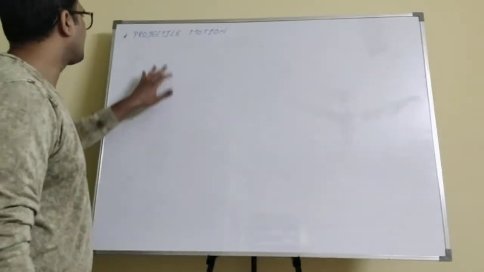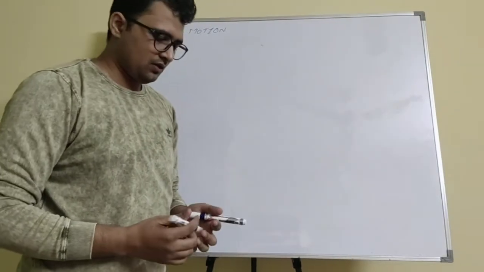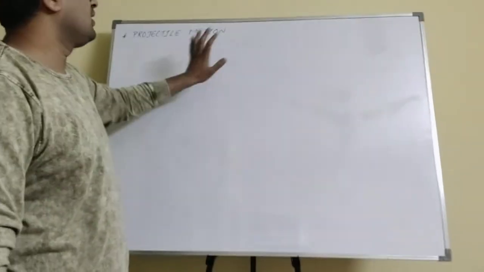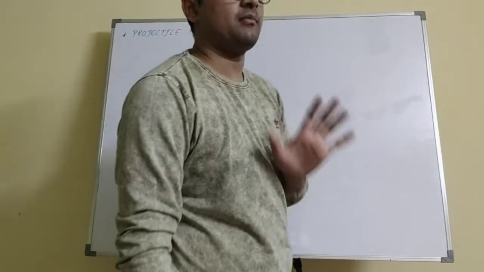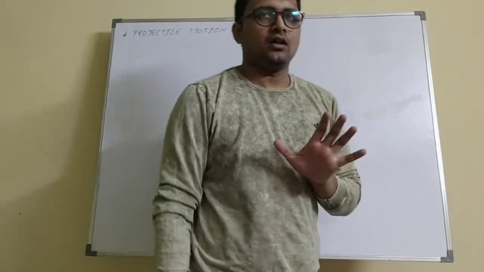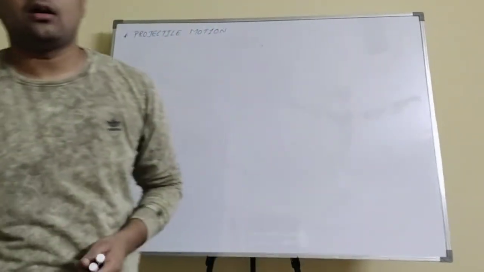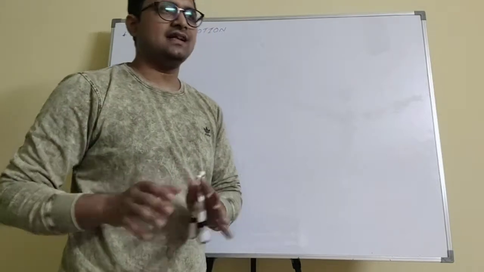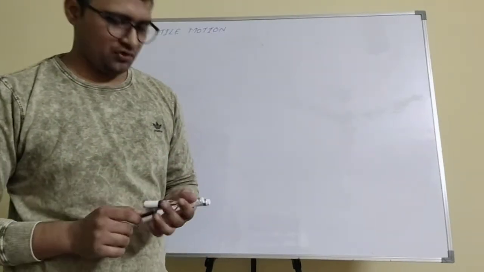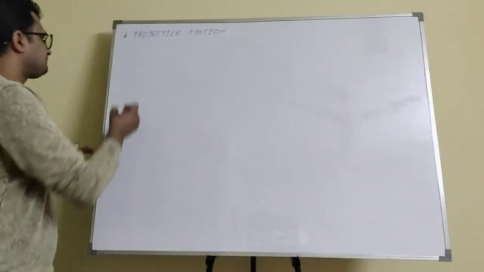Today we are going to discuss projectile motion, which is a topic from 11th class. Projectile motion is basically motion in 2D, that means motion in 2 dimensions. For example, if we are throwing a ball, or if a bomb is fired from a cannon, these are some examples of projectile motion. So let's understand projectile motion.